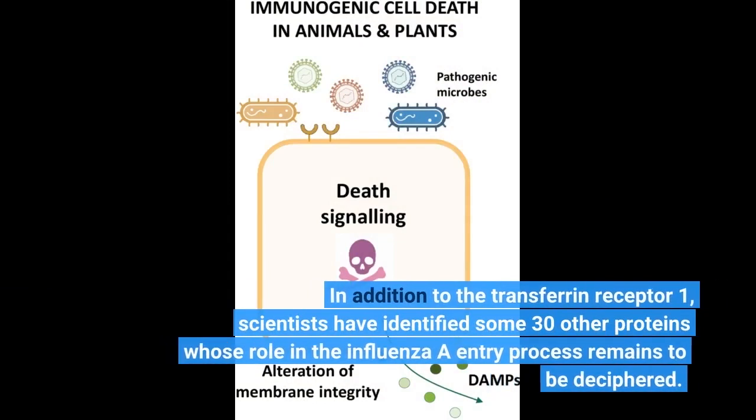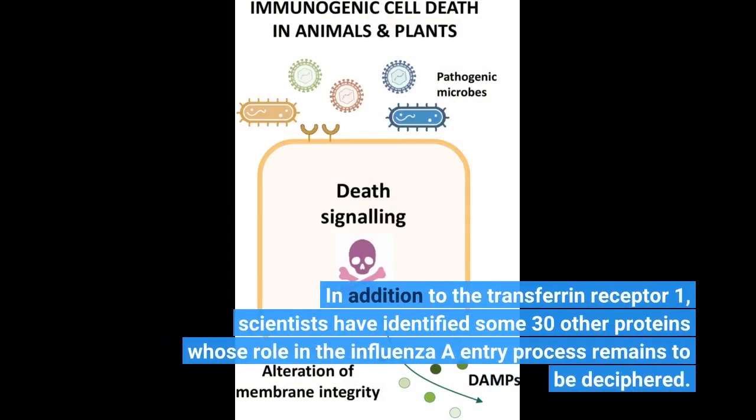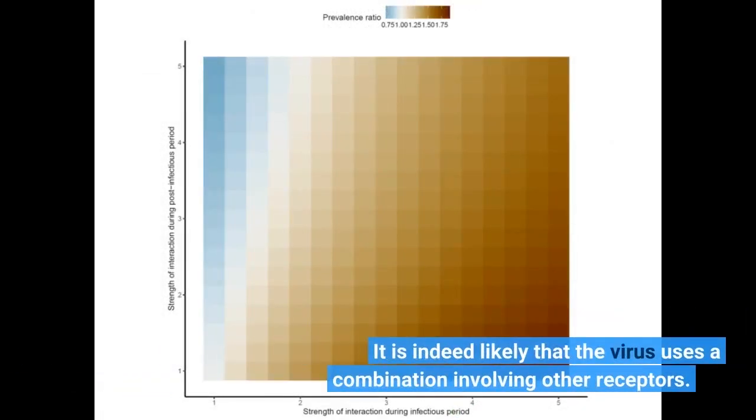In addition to the transferrin receptor 1, scientists have identified some 30 other proteins whose role in the influenza A entry process remains to be deciphered. It is indeed likely that the virus uses a combination involving other receptors.